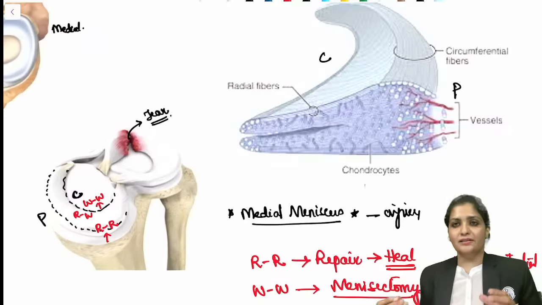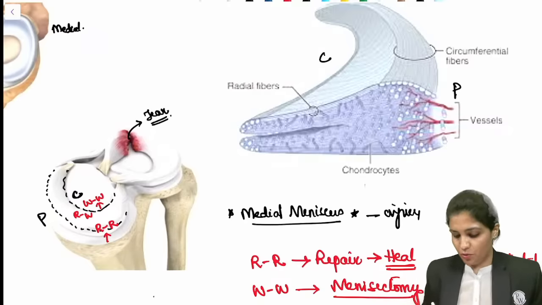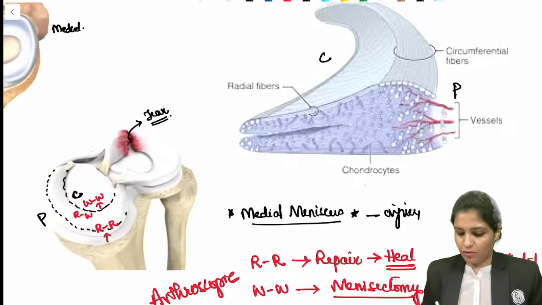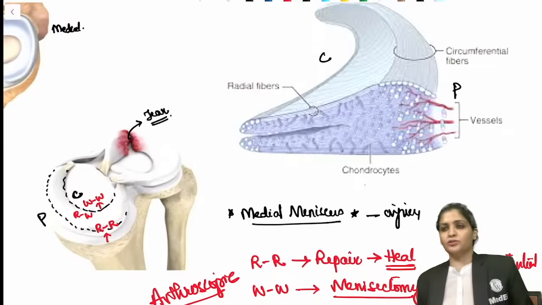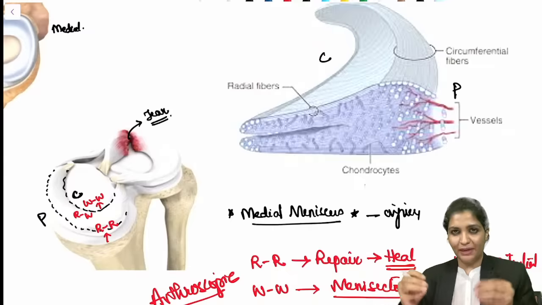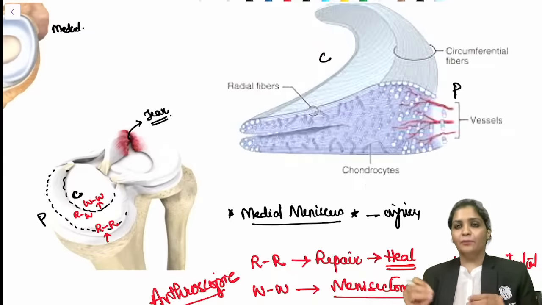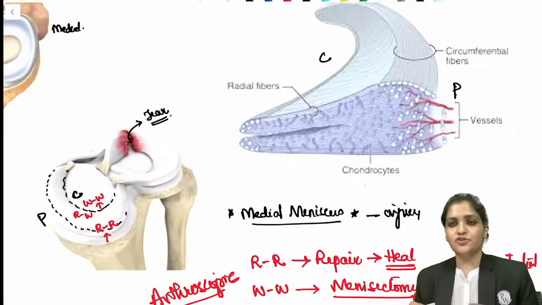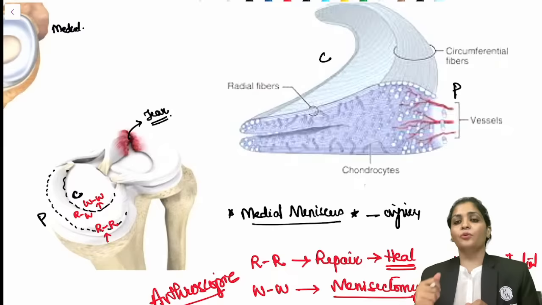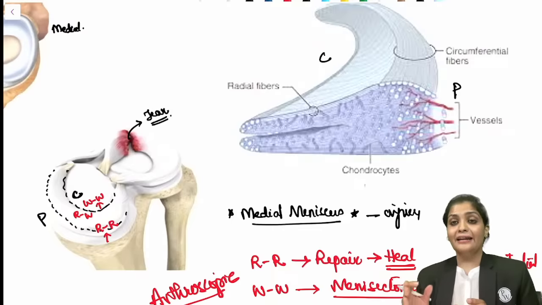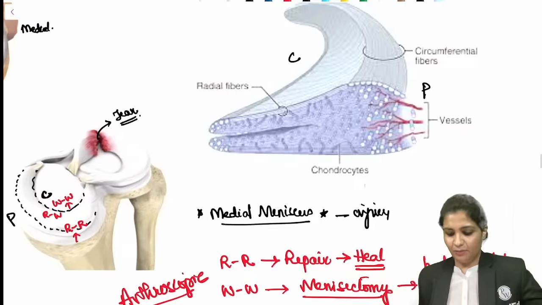Nowadays all the surgeries are performed through arthroscopy, so it would be either arthroscopic repair or arthroscopic meniscectomy. Arthroscopy is nothing but a port placed into the knee joint, and with the help of various arthroscopic instruments, you either remove the meniscus, which is called meniscectomy, or you repair it with sutures. It is called meniscal repair, but provided the tear is in your red zone, right? So that is about your meniscus.